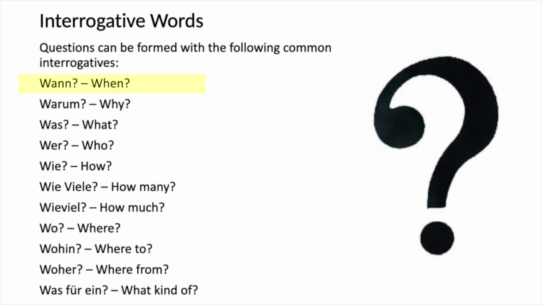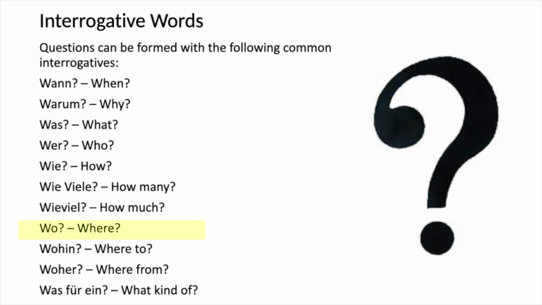These are words which we know in English, like who, how, why, when, etc. We'll go ahead and learn some of these within German right now. I want you to say with me, wann is when, warum is why, was is what, wer is who, wie is how, wie viele is how many, but be careful, those are two different words. Wie viel as one word is how much.